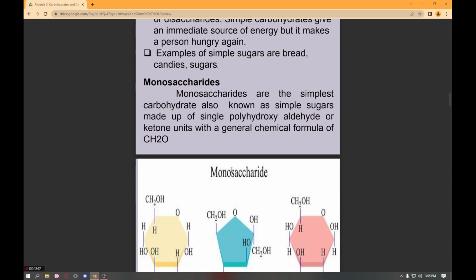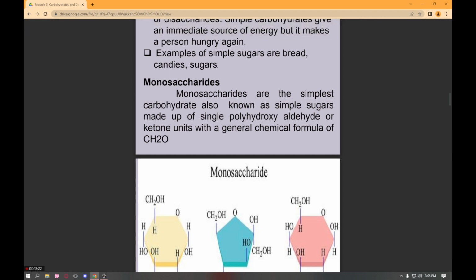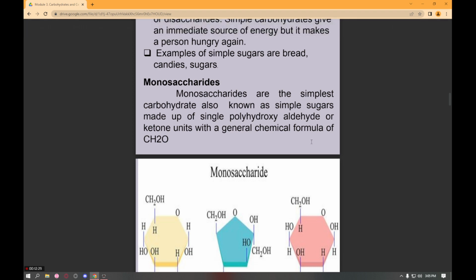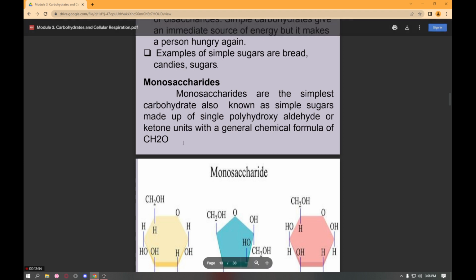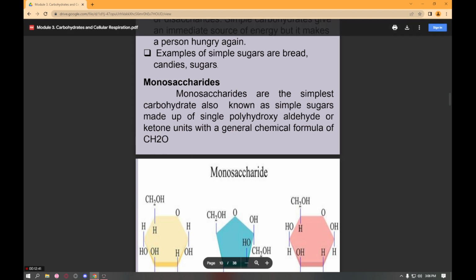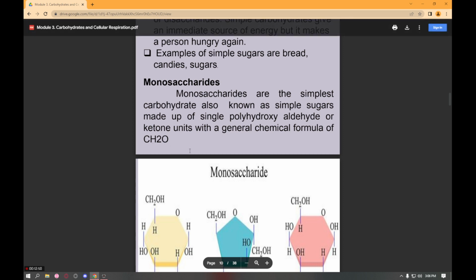Okay, how about when you say monosaccharides? So mono means one and saccharides means sugar. These are simple carbohydrates, also known as simple sugars, made up of single polyhydroxyaldehyde or ketone units with the general formula of CH2O. So as I have said, your CH2O and C6H12O6, they are the same. So parang na-simplify lang yung monosaccharides with the formula of C6H12O6 into CH2O.